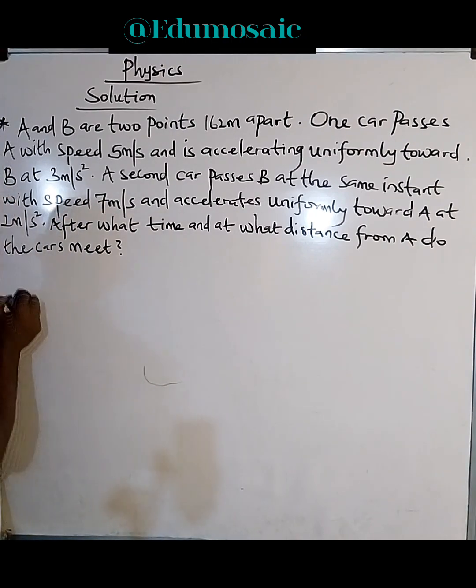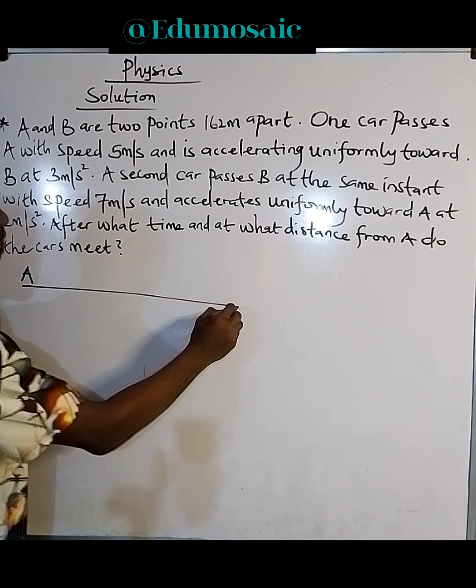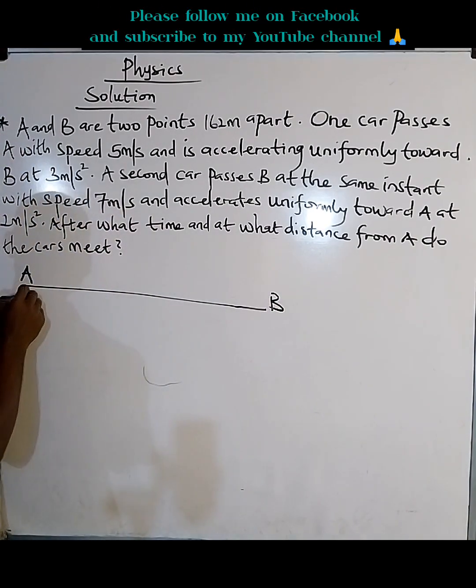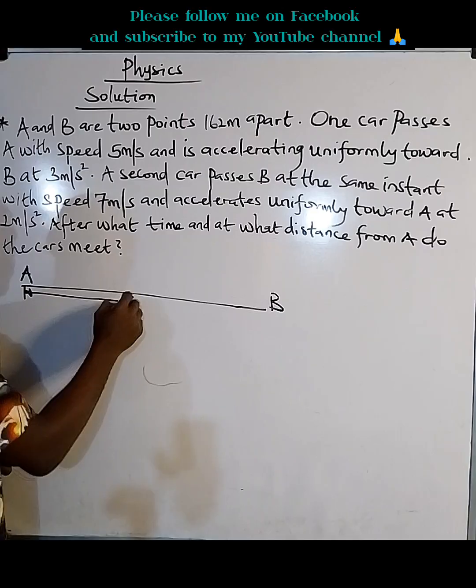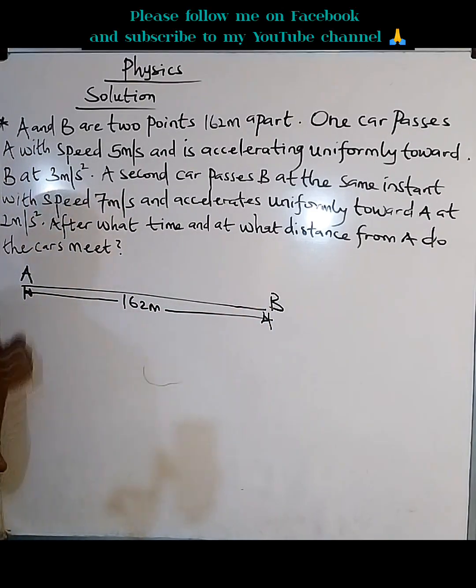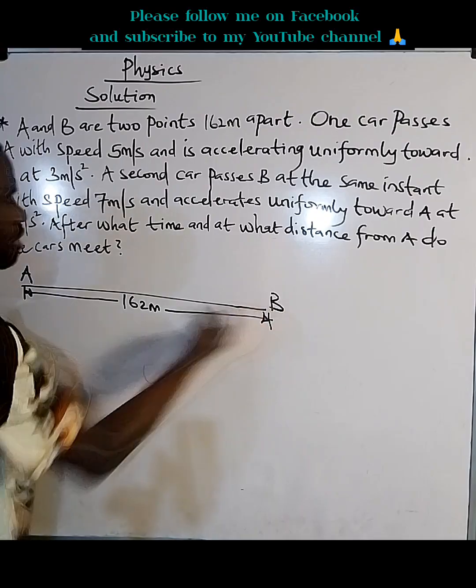So we have two major points, more or less like checkpoints. We have a given checkpoint here, and we have another checkpoint here. So these two major checkpoints are 162 meters apart. So this is checkpoint A and this is checkpoint B.